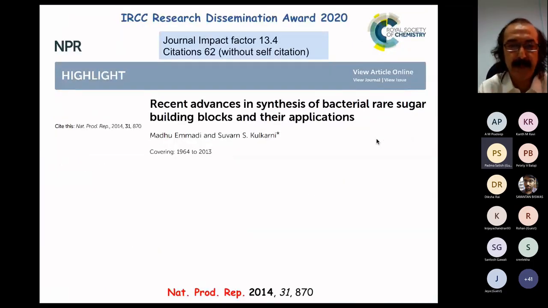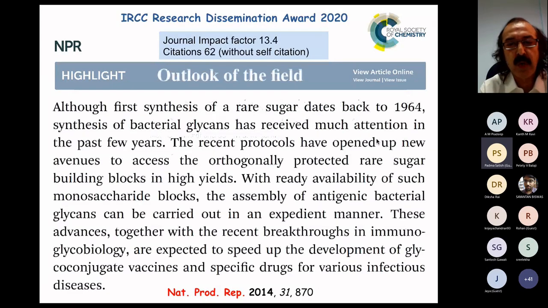So this is all about this paper, and this was what we said in 2014 in the outlook of the field in the last paragraph. As you can see, we had hoped that this ready availability of such monosaccharide blocks will lead to breakthroughs in immunoglycobiology, and we expected that it will speed up the development of glycoconjugate vaccines and specific drugs.